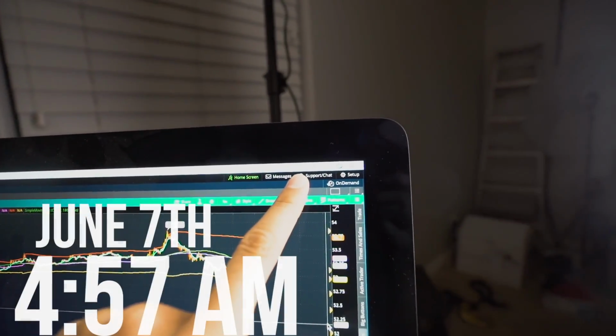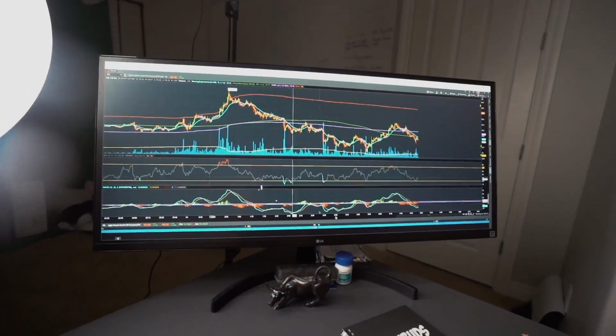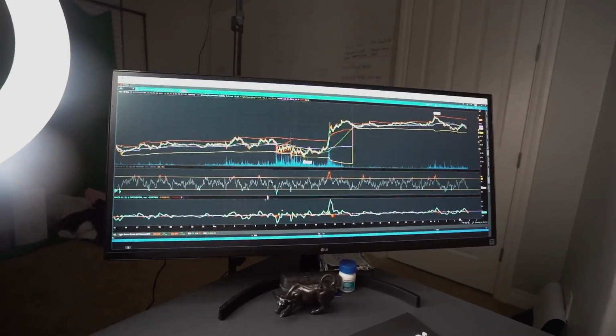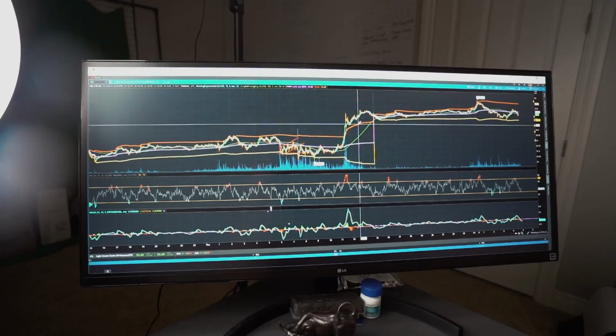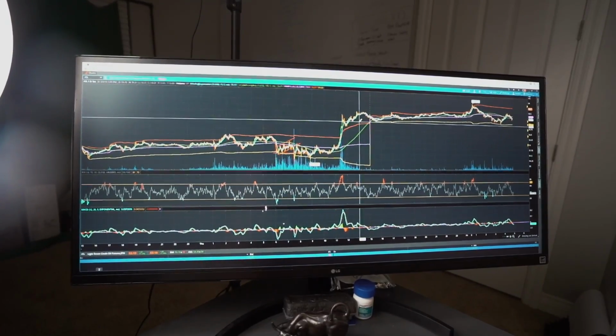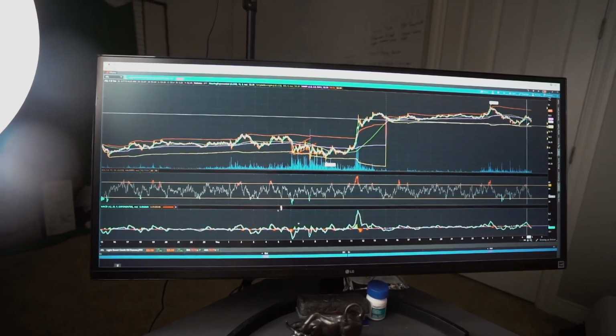As of right now, it is 4:57 a.m. Just wanted to kind of point out this little pattern that I identified. So /CL had a huge push up right before the market closed, right? Became super overbought, overextended.